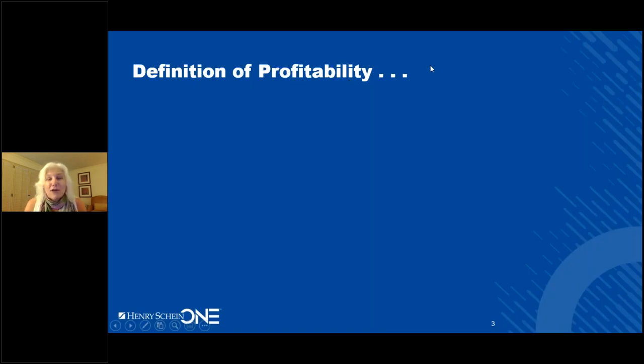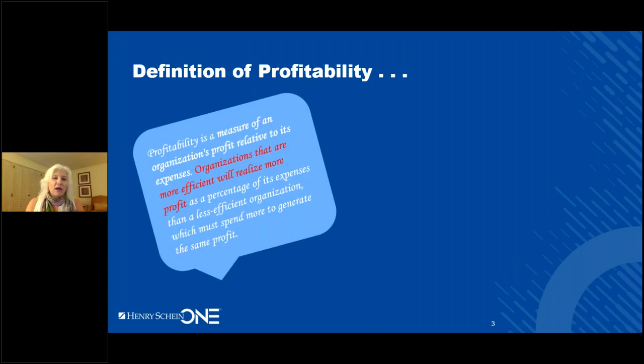But we're talking about profitability today. And so, I wanted to start with just what is profitability, and I looked up the definition of profitability online, and I got a couple different definitions. I found this definition of profitability is, the measure of an organization's profit relative to its expenses. But I thought the most important line in this definition was organizations that are more efficient will realize more profit. And, that's what I do every day.